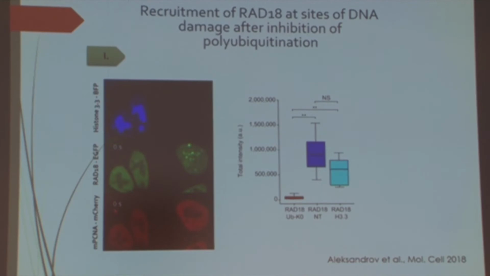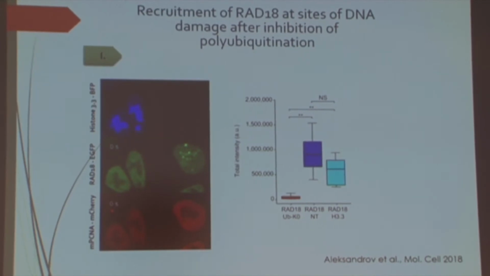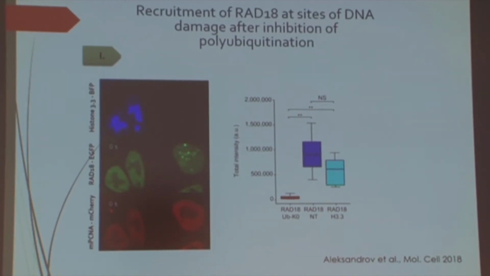That's why we would like to see if polyubiquitination is necessary for the recruitment of RAD18. Polyubiquitination actually happens because of double-strand break repair, not for translesion synthesis. To do this, we use mutated ubiquitin with all 7 lysines mutated, which prevents its polyubiquitination.